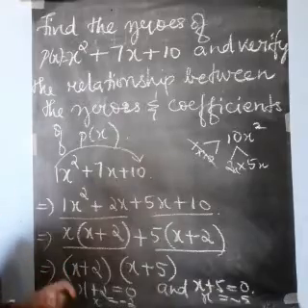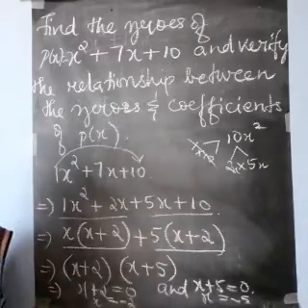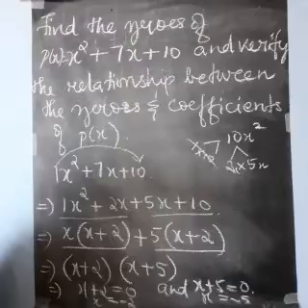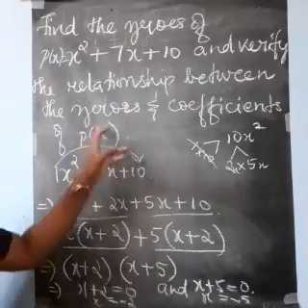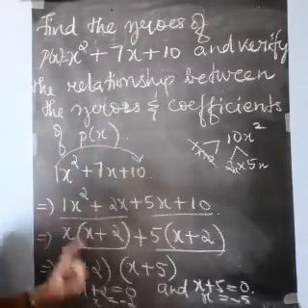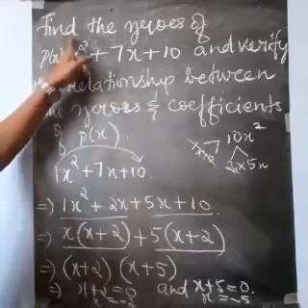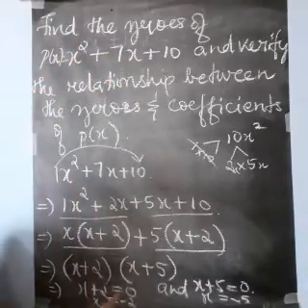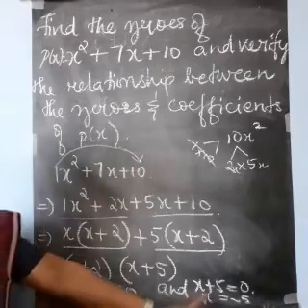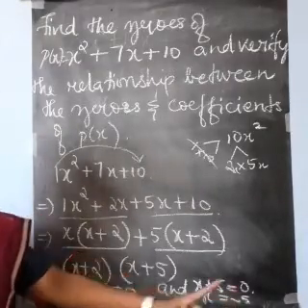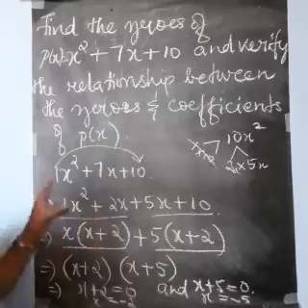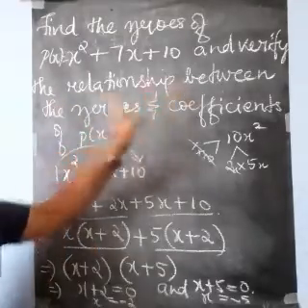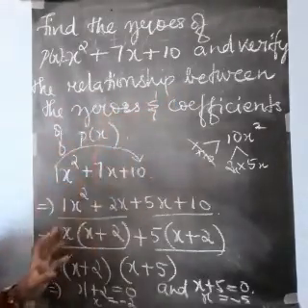Let me see whether it satisfies the condition of the zeros and the coefficients. We have found the zeros. The question was to find the zeros of p of x. We have found the zeros of p of x to be x is equal to minus 2 and x is equal to minus 5. So now we have to verify the relationship between the zeros and its coefficients.